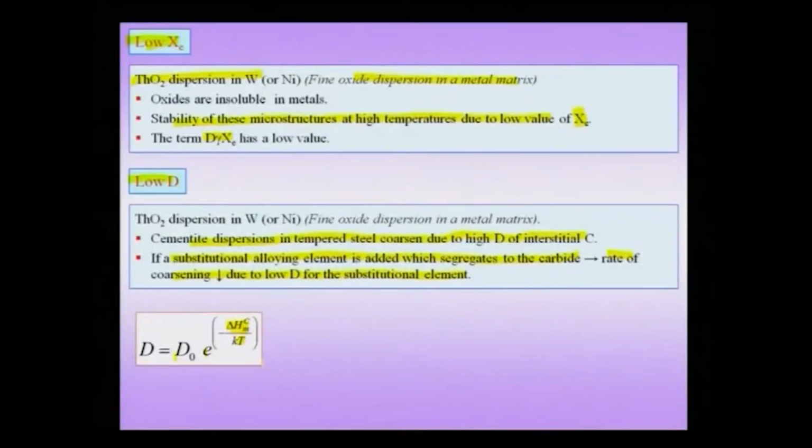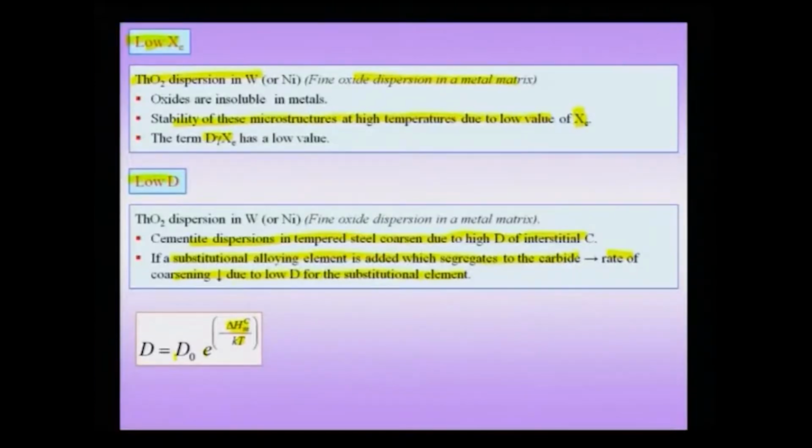This implies that the diffusion of the alloying element, which is a substitutional alloying element, is going to be difficult as compared to carbon, and overall you find that the coarsening rate actually comes down.